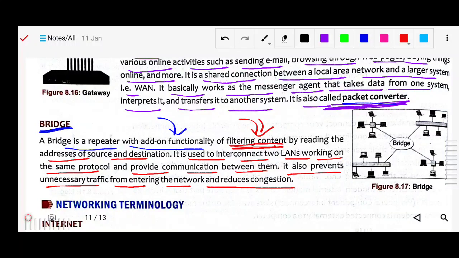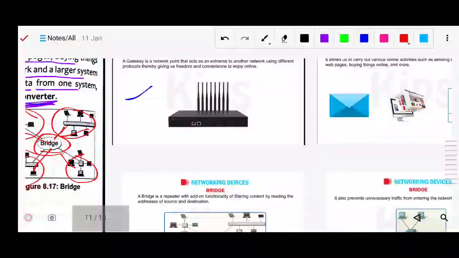So a bridge does the work like a repeater, but there is some extra function. What is the function? The function is to filter the data. Like this you can see there are different kinds of networks and they are connected, LANs with different structures and different topologies. The additional feature in the bridge as compared to the repeater is its filtering capacity. So you can see this is your bridge.